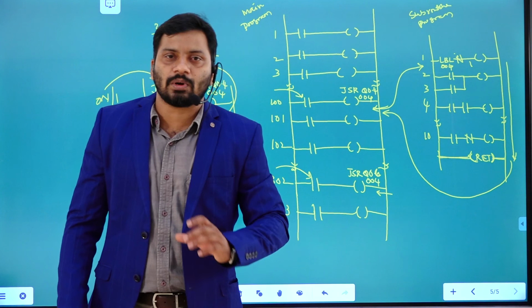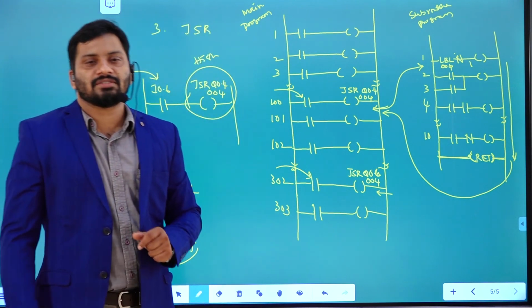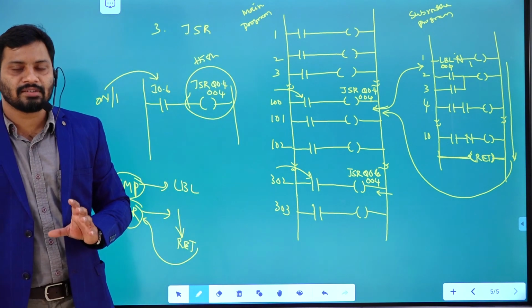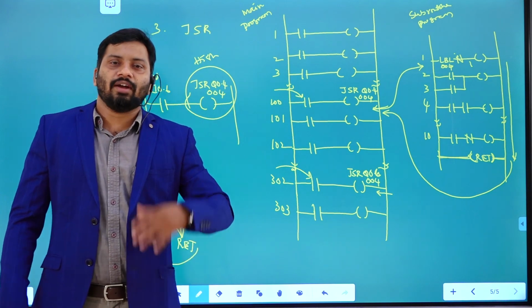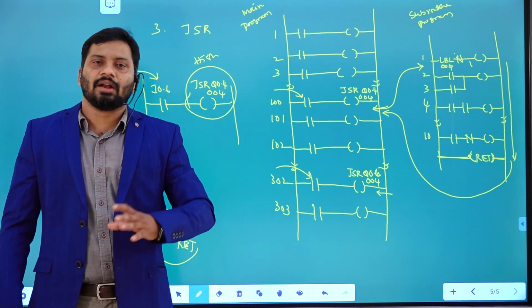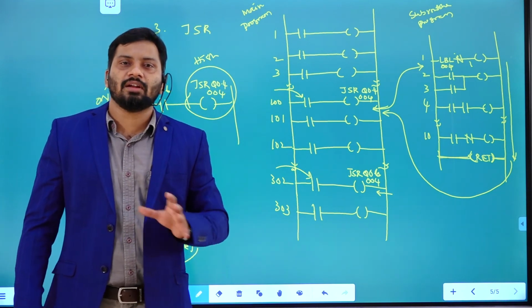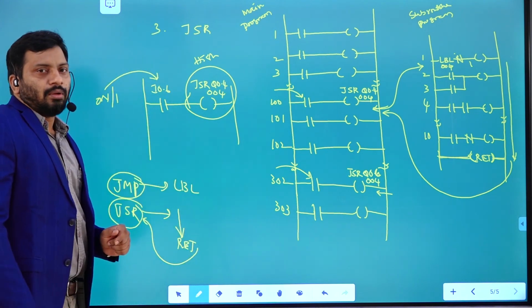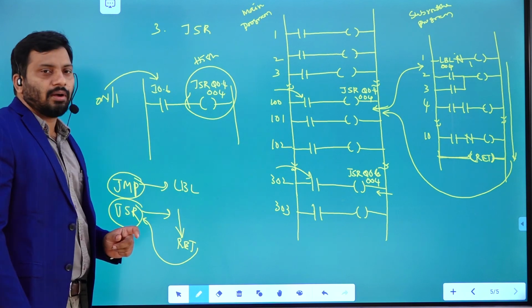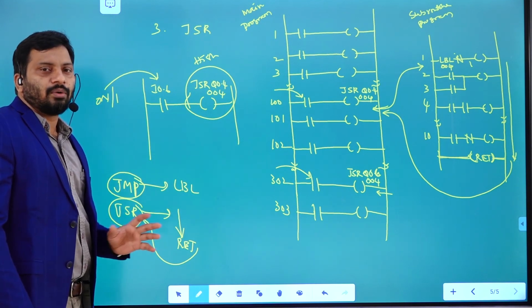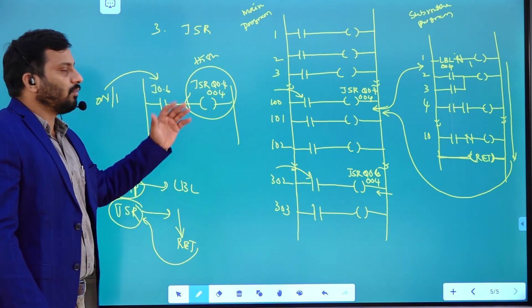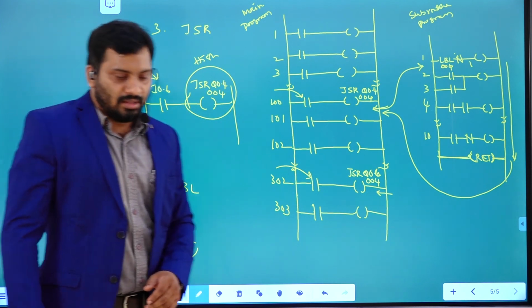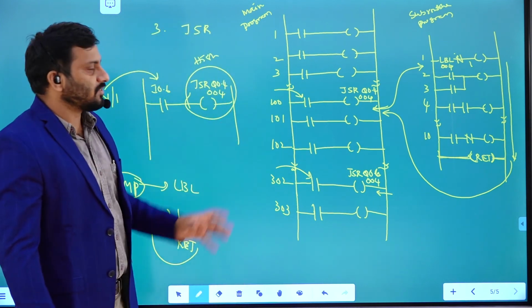So like this we have these jump instructions, or you can say jump rungs, which you can use while writing the program. So these are the two instructions we have, jump without return and jump with return, and the first one is the master control reset. So these are some instructions.